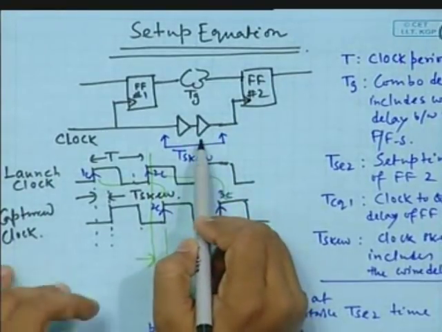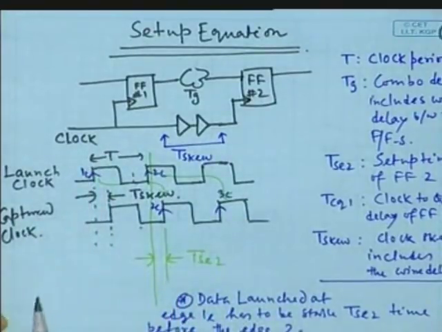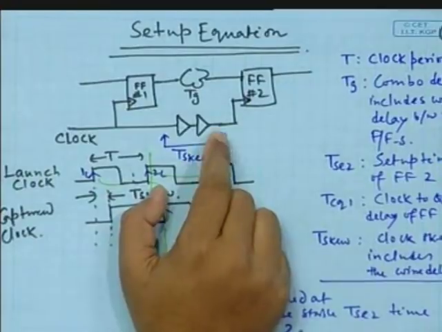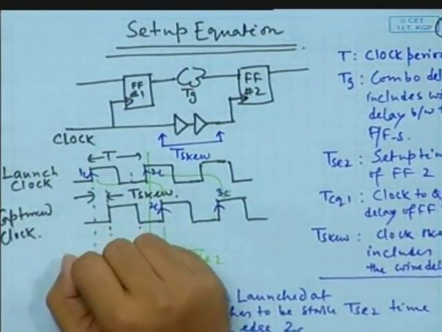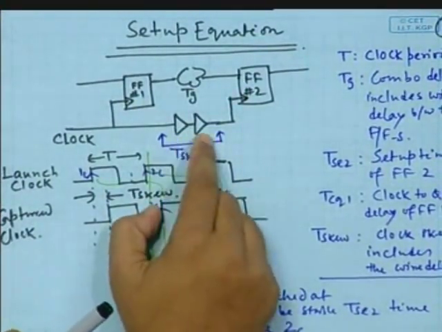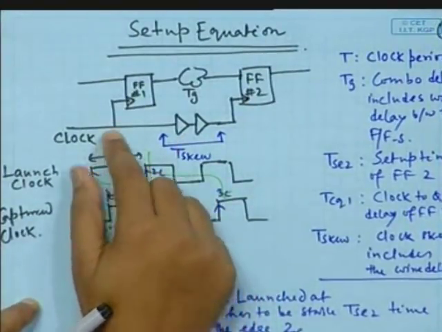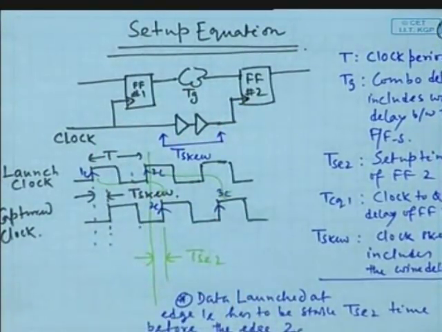Why are these buffers required? Because clock is the one signal which goes to so many pins of flip-flops, so the current capability has to be restrained, right? For that reason, you place some buffers. These buffers are dedicatedly designed and are called clock buffers. So this will definitely take some time. At the same time, the wire from this to this will take some time, right?